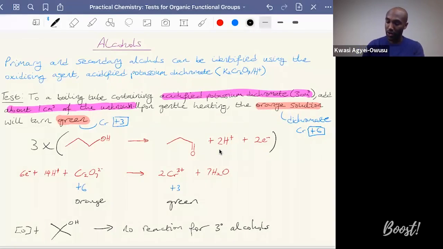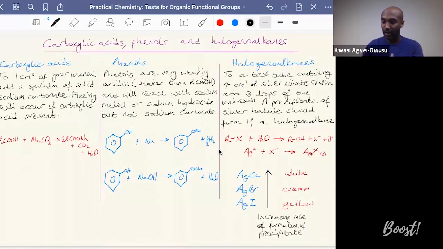Good. So that's alcohols. We've got another couple of functional groups. In fact, we've got 3 more functional groups to look at, and then we'll end the session by looking at some practice exam questions. The first one to take on is carboxylic acids.